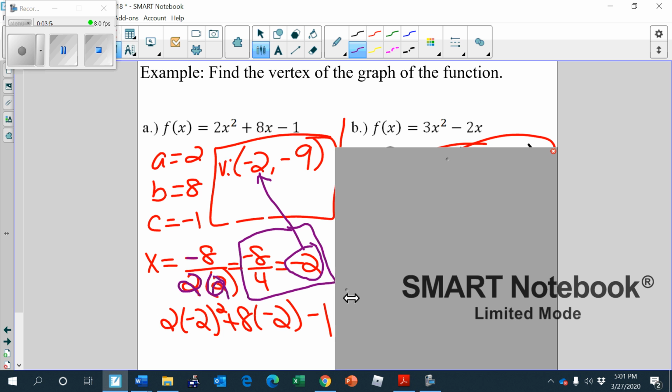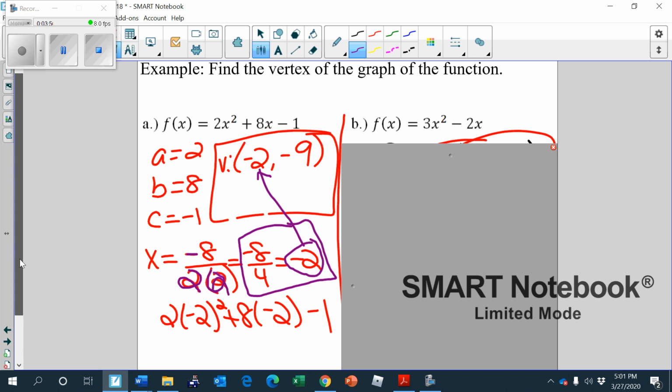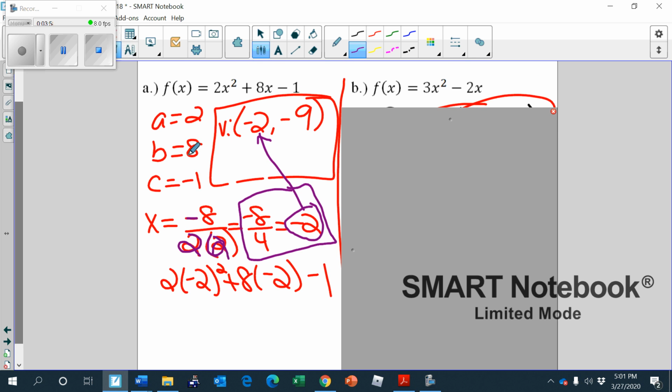All right, so then our next step from there is we take that negative 2 and we plug it into the original equation. Here's our original equation up here, right? So we're going to plug in negative 2, in parentheses, everywhere there is an x. So 2 times parentheses negative 2, that's our x, squared, plus 8 times parentheses negative 2, and then we have our minus 1 at the end, which is still part of our equation, so we have to do that.